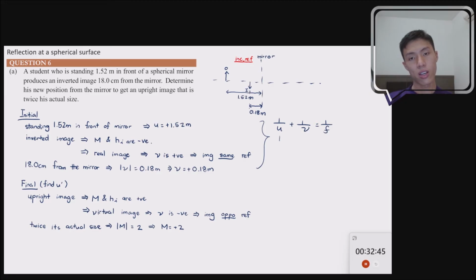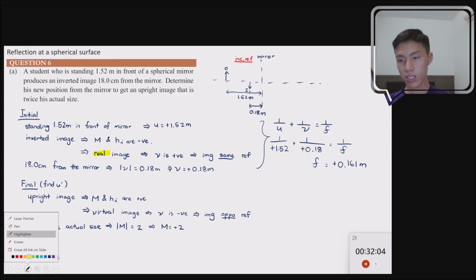To find the focal length, your U is positive 1.52. Put in a positive sign just to make sure that you already checked the sign of U and the sign of V, and both of them should be positive. And from here, you get your focal length. So your focal length here should be equal to positive 0.161 meter. Okay, so if you look over here, they already know that this is a real image, right?